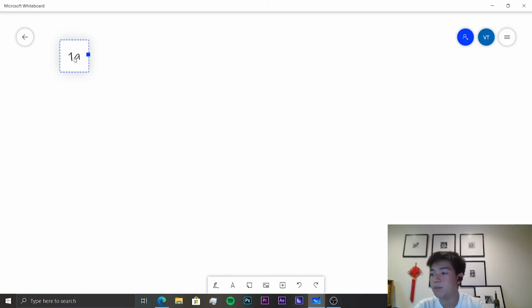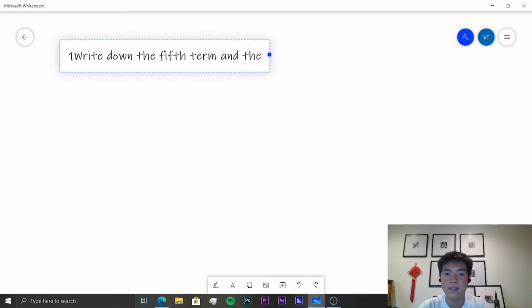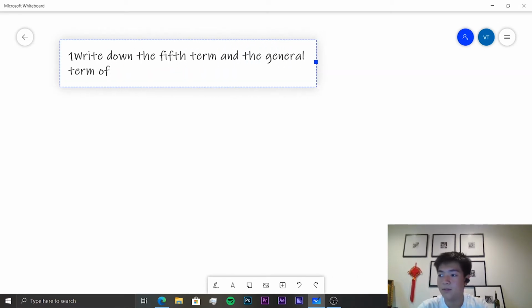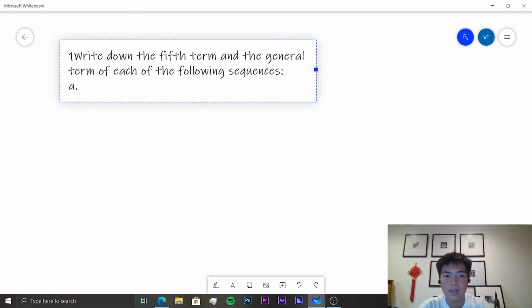So the first problem we're going to do is 1a. Question 1 is: write down the fifth term and the general term of each of the following sequences. And we're going to do it for 1, 3, 9, and so on.